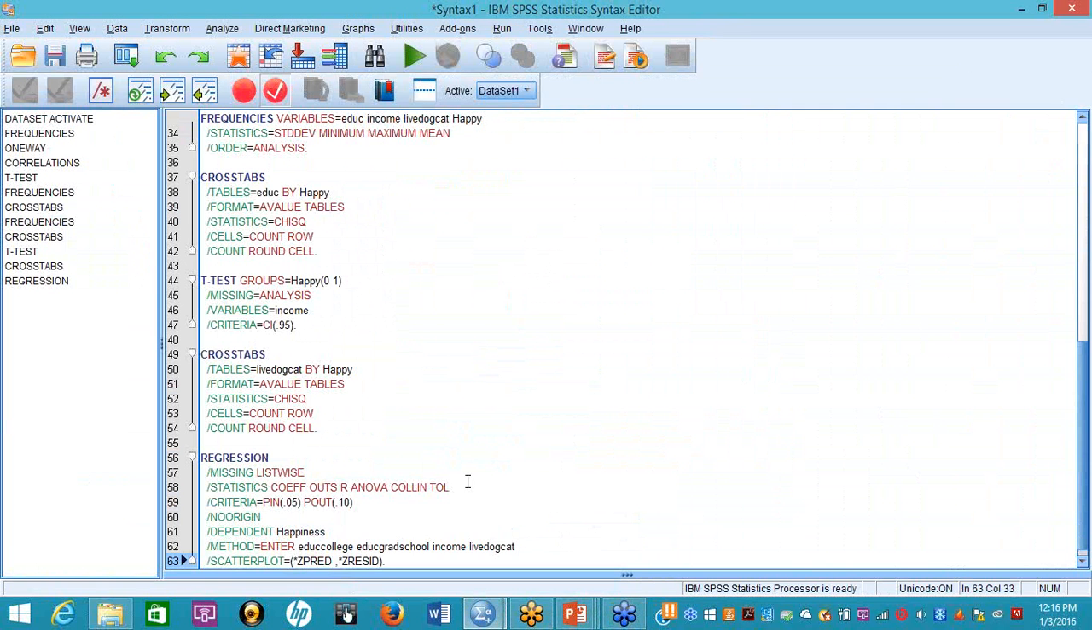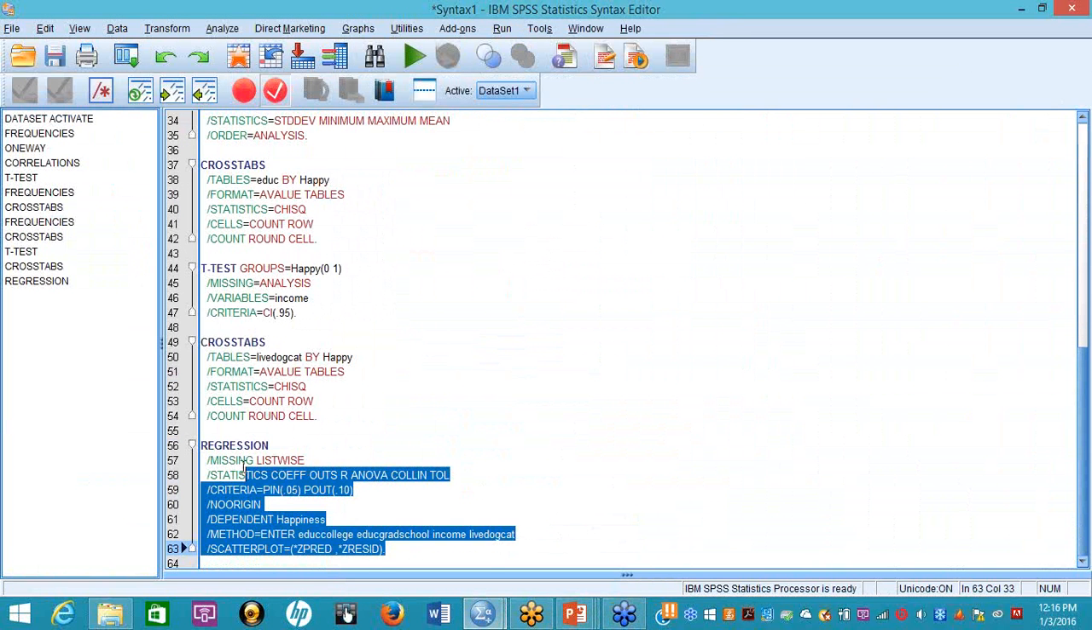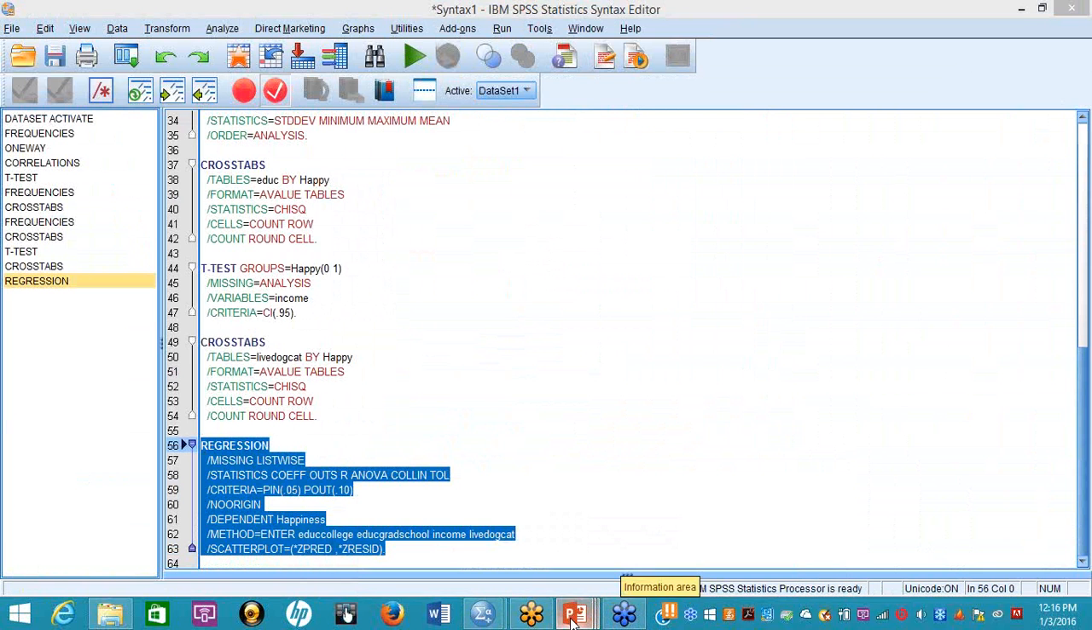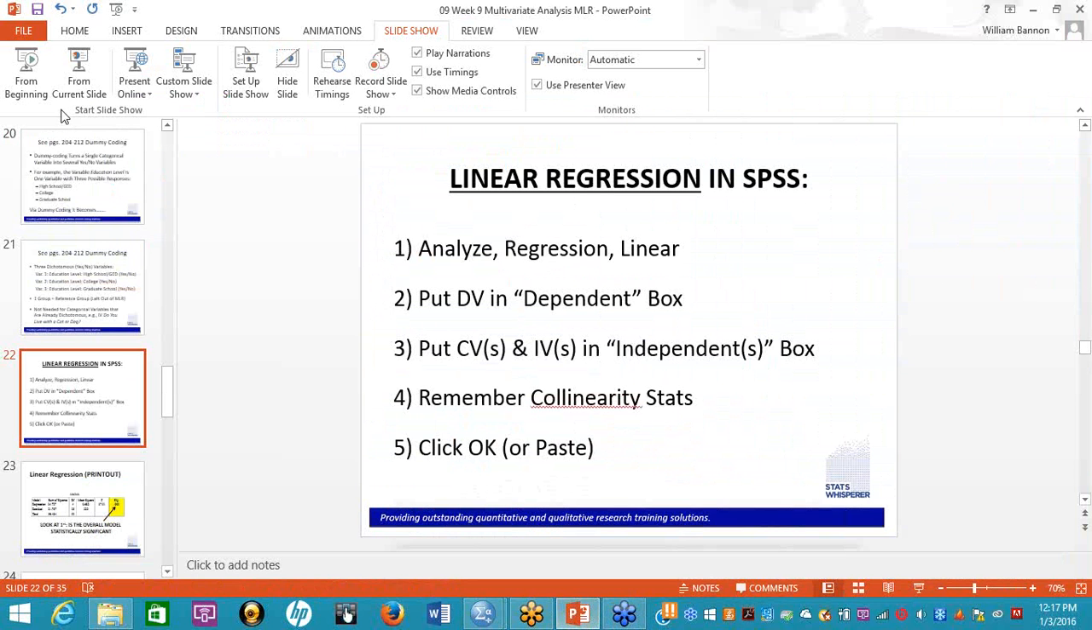And then, right, in our syntax, there it is, our regression model, right? And then we would just click the big green button, and then it would run. Now, of course, we already have our SPSS output, right, in our slides. So let's go back to our slides.